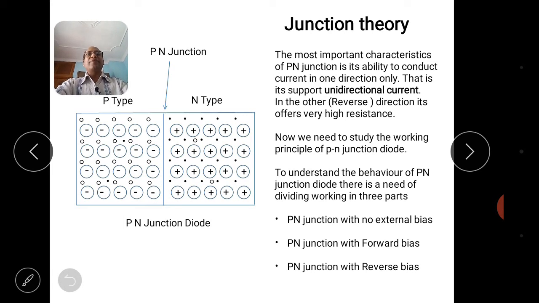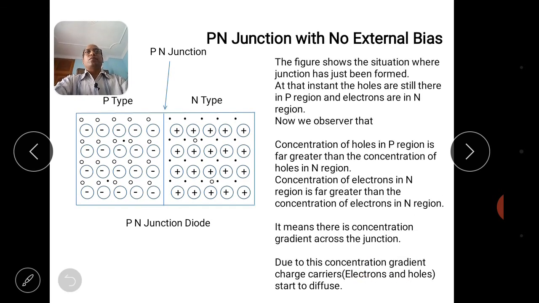To understand the behavior of the p-n junction, we need to divide the working principle into three parts: p-n junction with no external bias, p-n junction with forward bias, and p-n junction with reverse bias. Here biasing means applying a battery to the circuit. Now we will start with the p-n junction with no external bias. In this diagram it is clear that there is no battery.